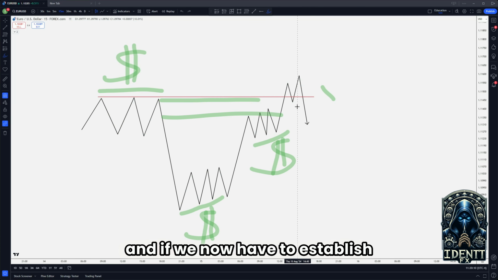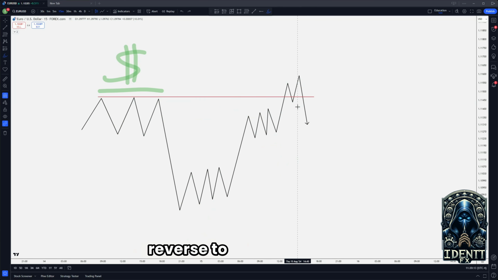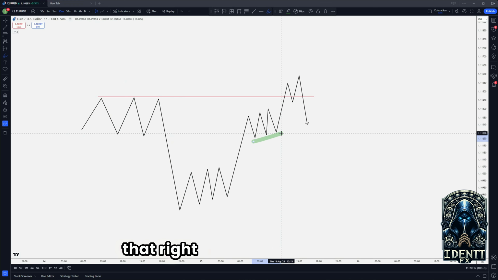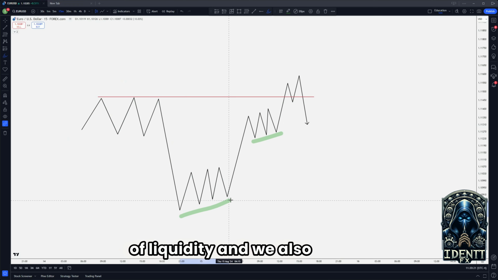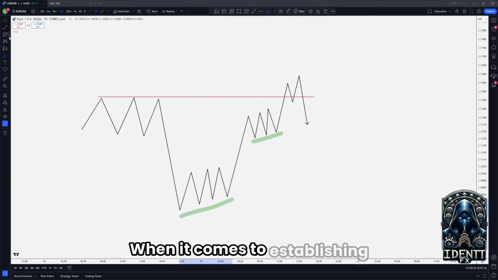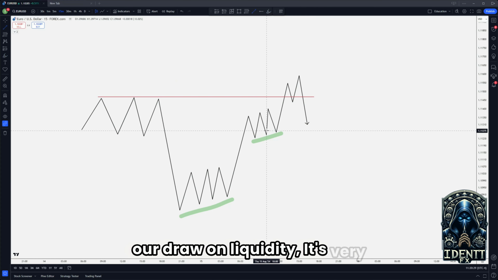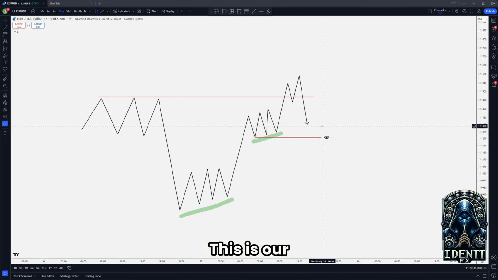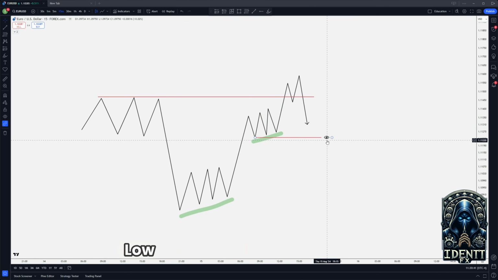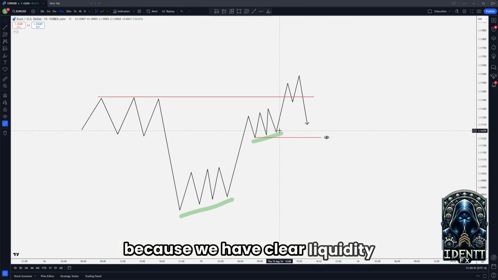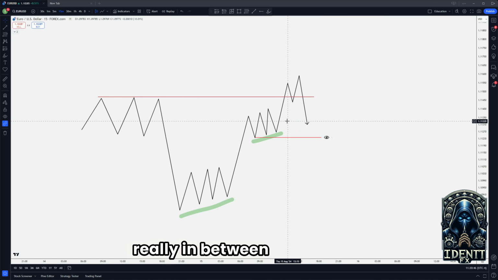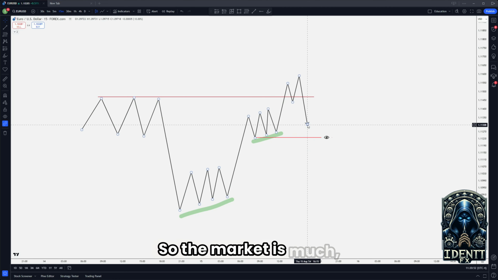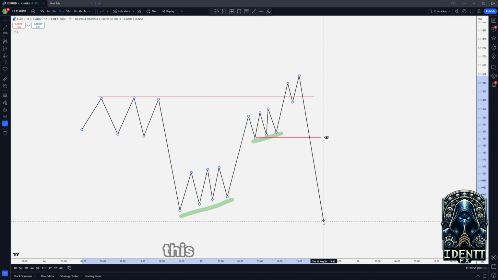And if we now have to establish where price is likely going to reverse to, that is actually mapping out the draw on liquidity. So we had already established that right here we had a buildup of liquidity, and we also have a buildup of liquidity down here. When it comes to establishing our draw on liquidity, it's very, very simple. This right here would be our first point of interest, right? This is our low-hanging fruit draw on liquidity. Low-hanging fruit meaning that because we have clear liquidity right here and there is nothing really in between that we can target, this would be a very high probability target to hit. So the market is much more likely to do this than to do this whole move, right?